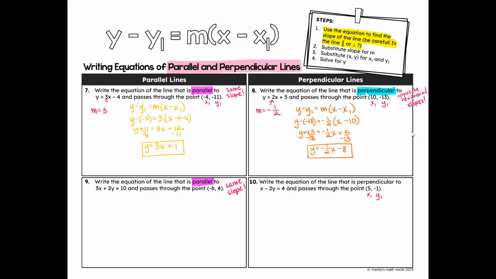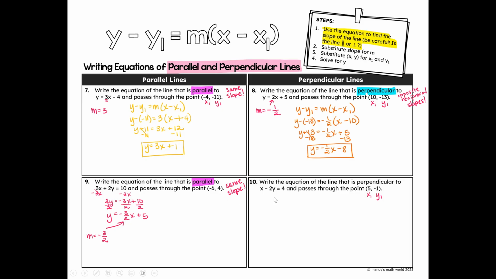Now we're going to convert standard form to slope-intercept form for this equation. I'm going to subtract 3x from both sides. So I get 2y equals -3x plus 10. I'm going to divide this side by 2. Every term over here also gets divided by 2. y equals negative 3 over 2x plus 5, which means the slope is negative 3 over 2. Now I have the slope and I have a point that the line passes through.